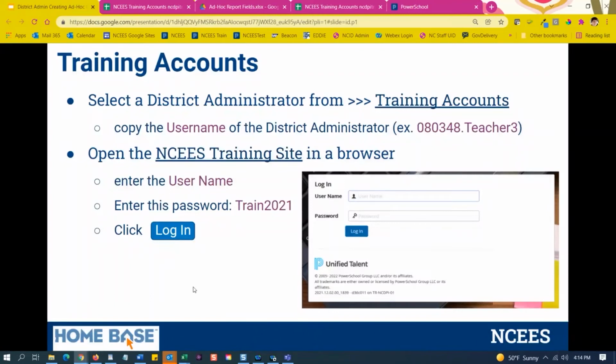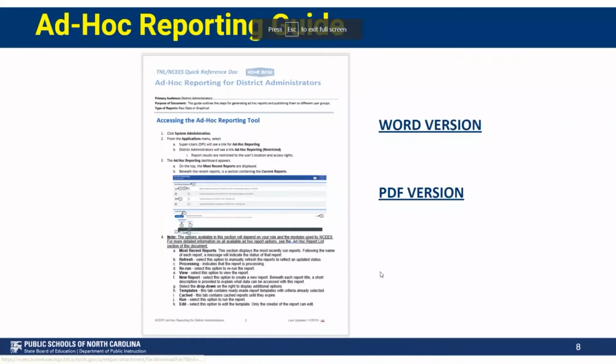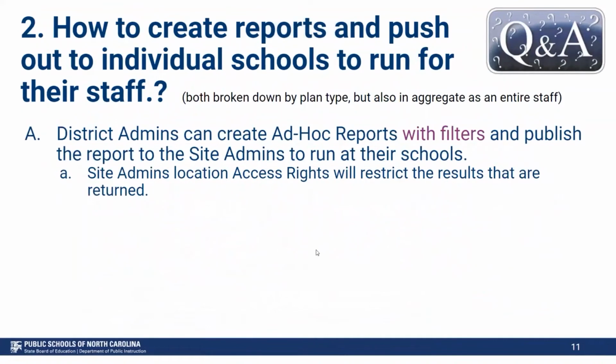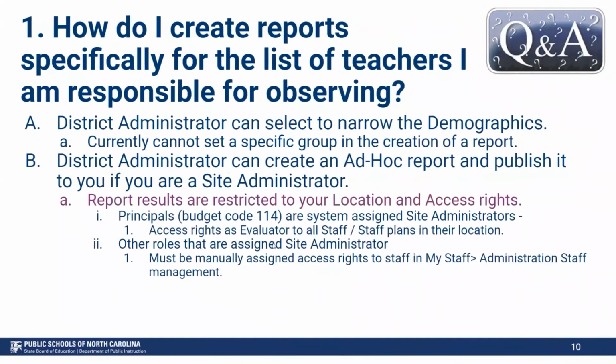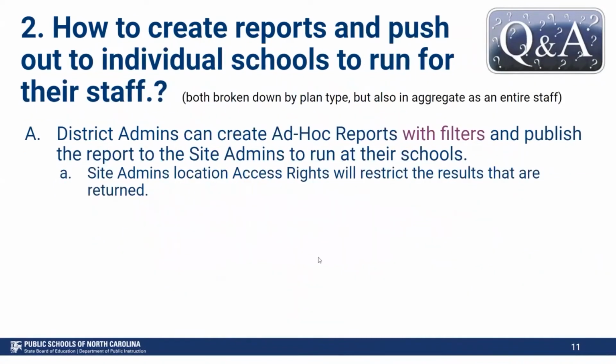All right, we'll pop back to the slides and review to make sure we've covered everything. If you have any questions, unmute or put them in the chat. So we've answered our 2 questions: how do I narrow down those demographics and get close to the group of who I'm observing? And remember that people's results are restricted to who they have access to. As a district administrator, you can create ad hoc reports with filters and publish those out so the site administrators can filter them. When you target it out, you can set it to only go to your high schools or only to your elementary schools, things like that.